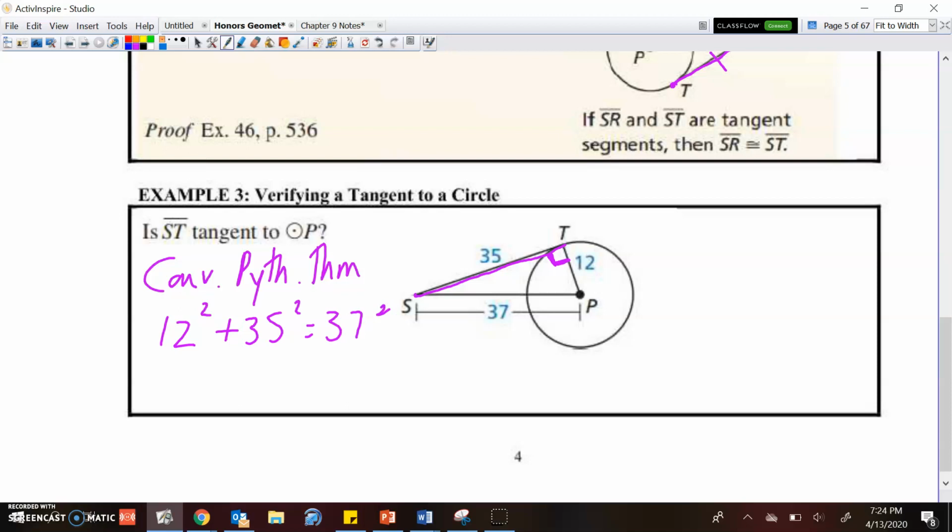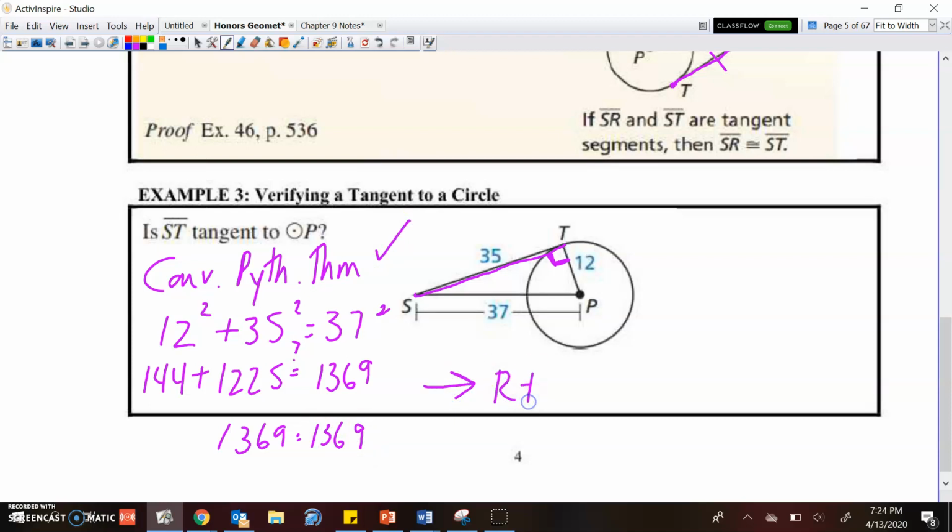Okay, so 35 squared is 1,225. So 144 plus 1,225, does it equal 37 squared? And I find out it does. The answers are the same. So we have a right triangle. Because this proves true, we're able to say that we have a right triangle.